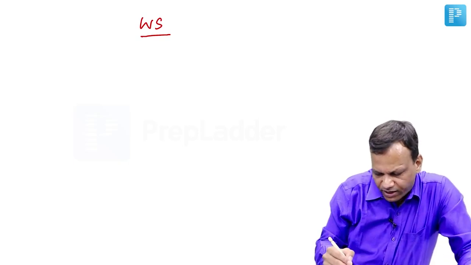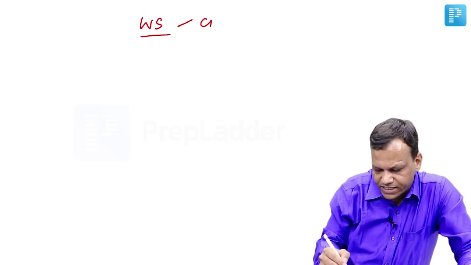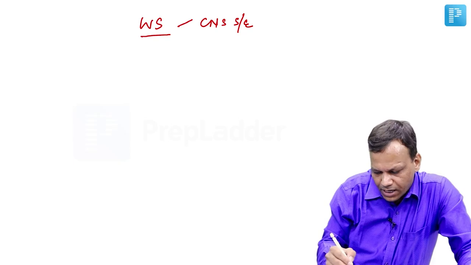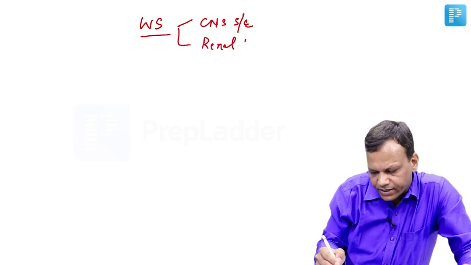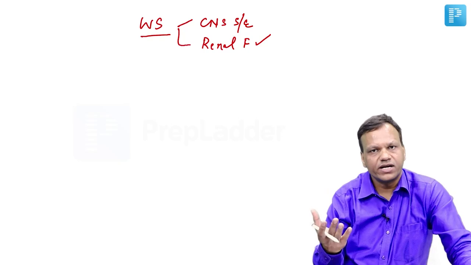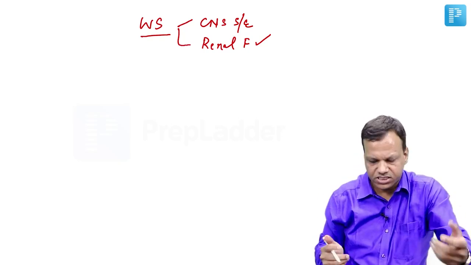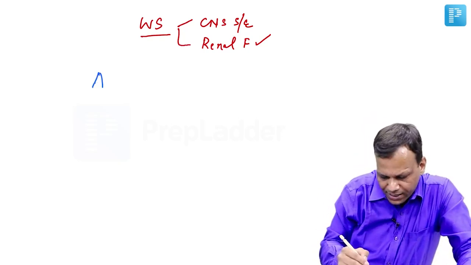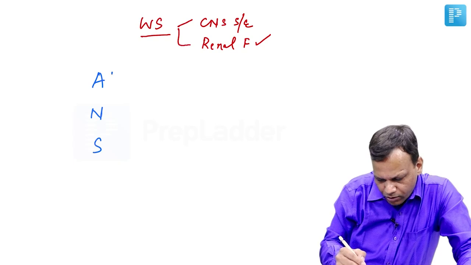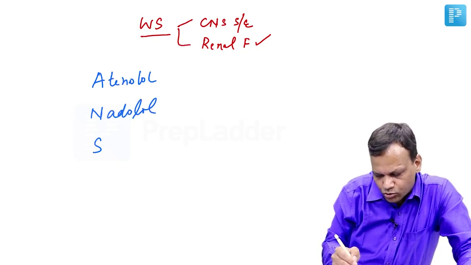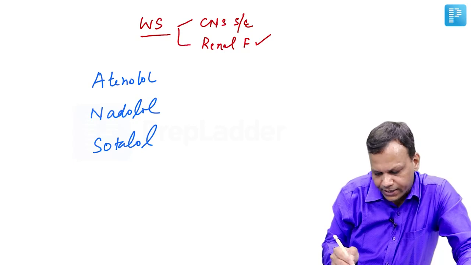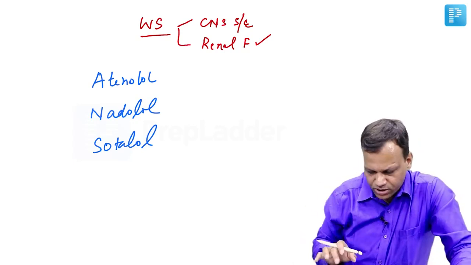Water solubility has the advantage that they cannot enter the brain, so CNS side effects are not there. And second important thing is these drugs are contraindicated in renal failure because kidney mainly excretes water soluble drugs, so they cannot be excreted. That can lead to toxicity. And these drugs you can remember as ANS: atenolol, nadolol, and sotalol. They are contraindicated in renal failure. Okay. So these are the important properties of beta blockers.